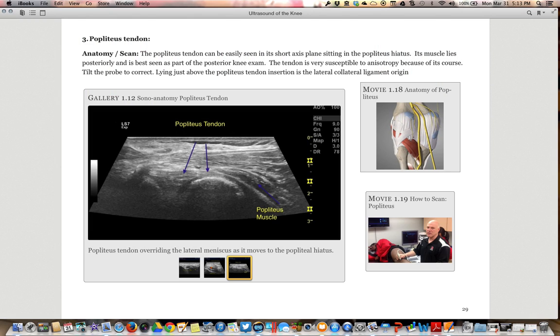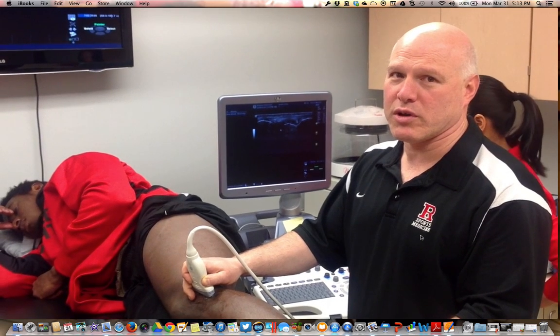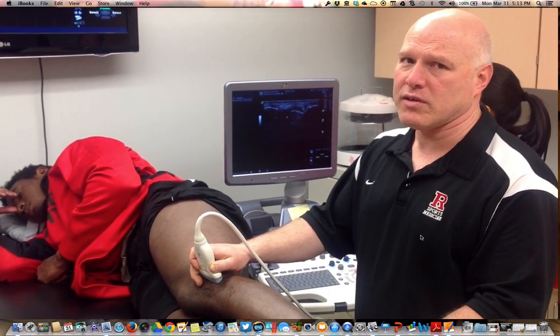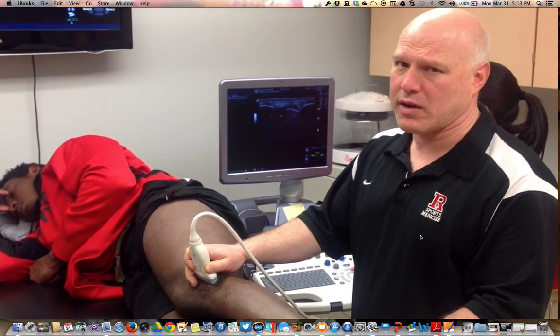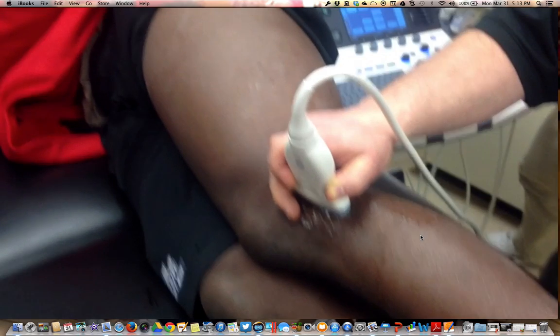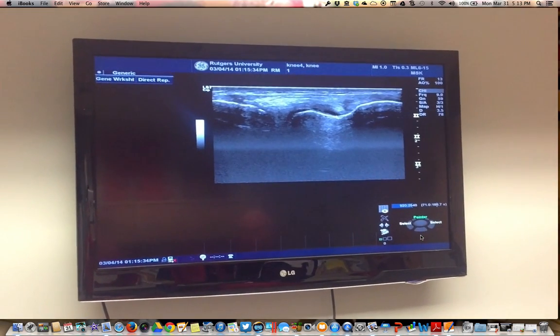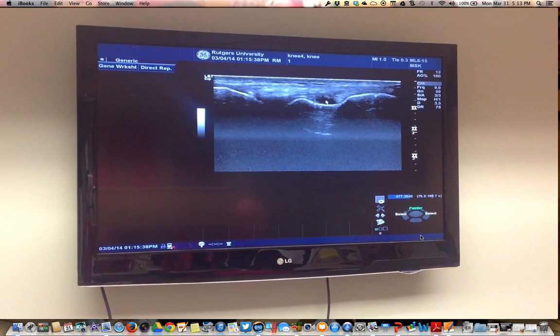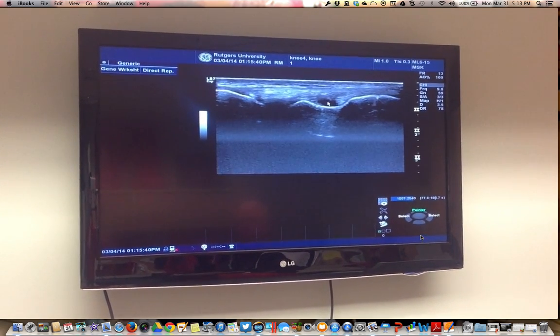Let's look at how to scan this area. The next structure we're going to look at is going to be the popliteus tendon. The popliteus tendon attaches at the popliteus hiatus. It starts just next to the lateral meniscus, which we saw earlier, and the popliteus hiatus right here. We'll then try to follow this popliteus tendon, which is anisotropic at its attachment because of the oblique nature of it.